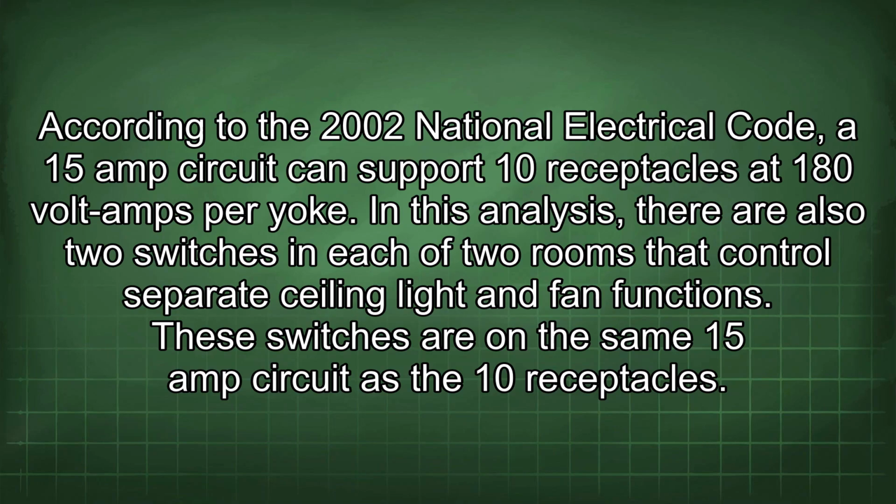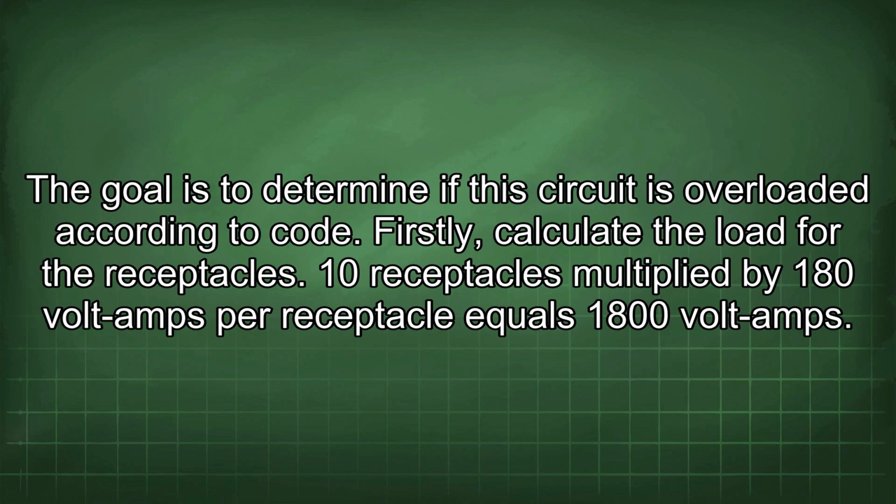According to the 2002 National Electrical Code, a 15-amp circuit can support 10 receptacles at 180 volt amps per yoke. In this analysis, there are also 2 switches in each of 2 rooms that control separate ceiling light and fan functions. These switches are on the same 15-amp circuit as the 10 receptacles. The goal is to determine if the circuit is overloaded according to code.